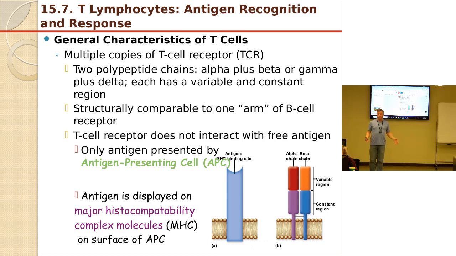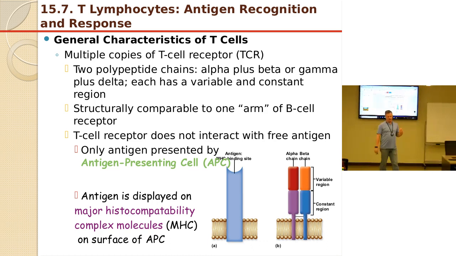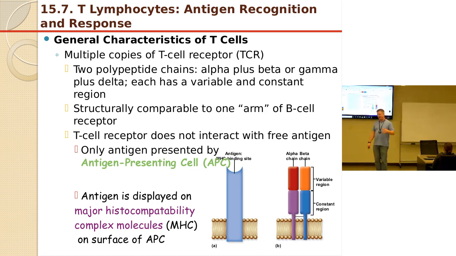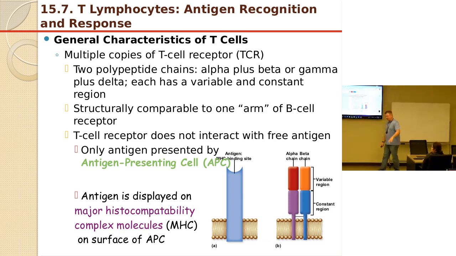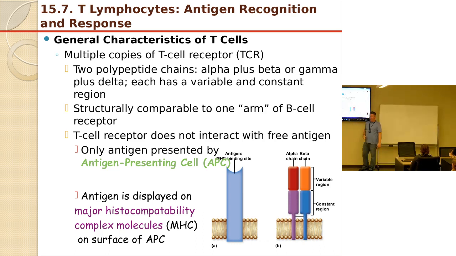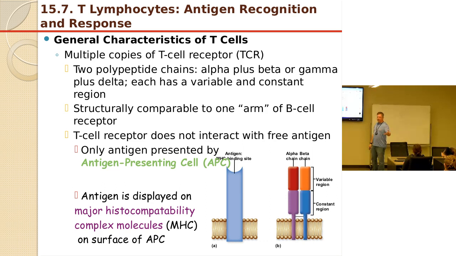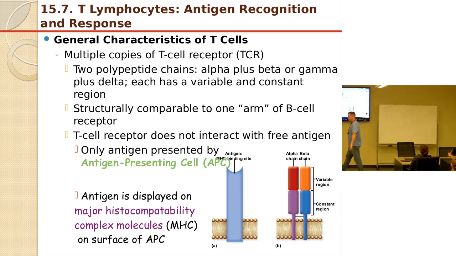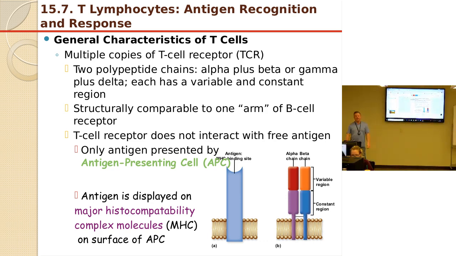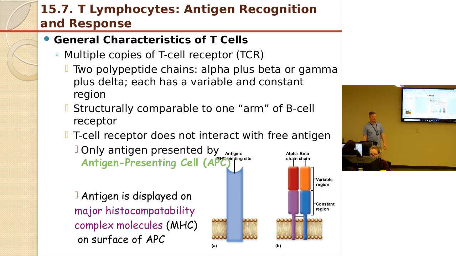B cells can recognize free antigen. If you go back and look at the slides before this one, you'll see that it says B cells can recognize both free and processed antigen inside an MHC class 2. So in this case, there's a little bit of a difference in the T cell. That's what it's saying here: only antigen presented inside the antigen presenting cells, and the antigen has to be displayed in that MHC. For the CD4 T helper cells, it has to be an MHC class 2. The CD8 cytotoxic cells are going to recognize MHC class 1.